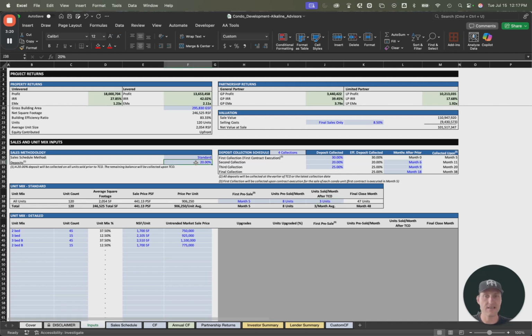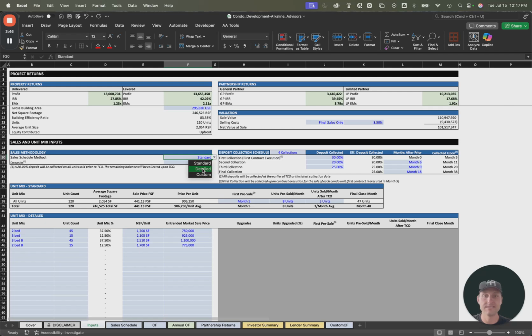We are then saying that we're going to be receiving 20% of the sales price in deposits. You can see a 20% deposit will be collected on all units sold prior to TCO. The remaining balance will be collected upon TCO. So any units that sell after TCO, there will be no deposit. You're just getting the full amount at the point of sale. So that's if we toggle standard, okay?